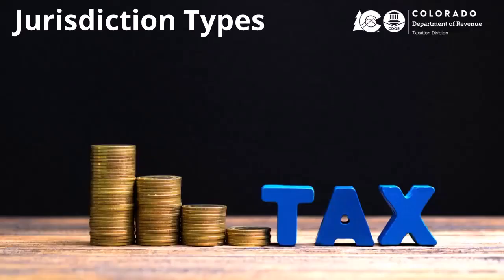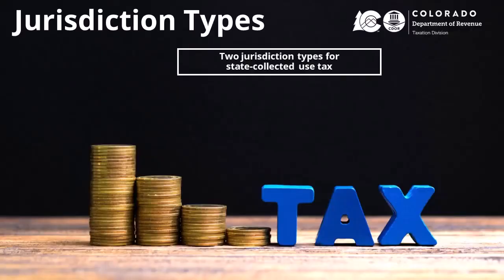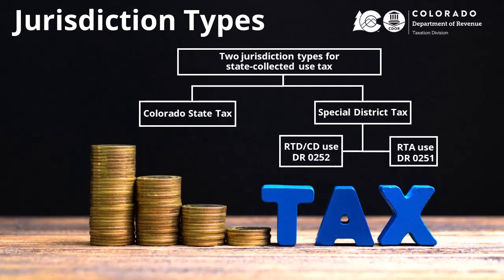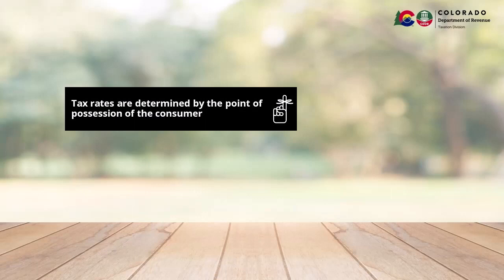Now let's take a look at jurisdiction types. There are two jurisdiction types for state collected use tax, Colorado state tax, and special district tax. Special district tax includes RTD/CD use with the paper form DR 0252 and RTA use with the paper form DR 0251. So, why do jurisdictions matter? Tax rates are determined by the point of possession of the consumer, meaning you will pay the tax at the point of purchase of the untaxed item.